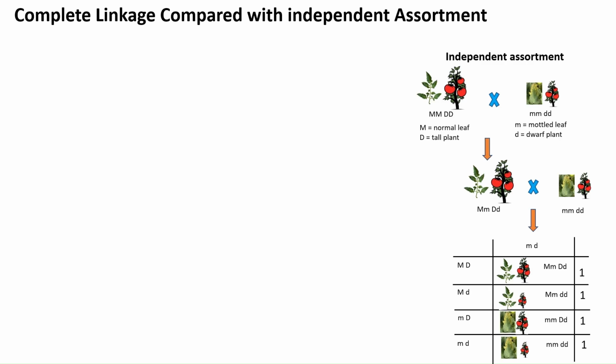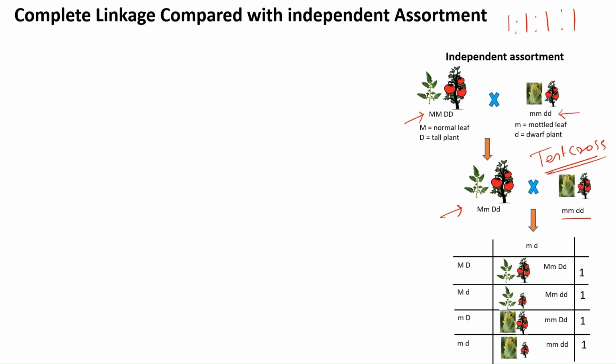Now, complete linkage compared to independent assortment. First, let's look into independent assortment because we already studied this. This is capital M, capital D, small m, small d. In the F1 generation, capital M, small m, capital D, small d, crossed with small m, small d. What do we call this? Test cross. What is the ratio of the test cross in case of independent assortment?